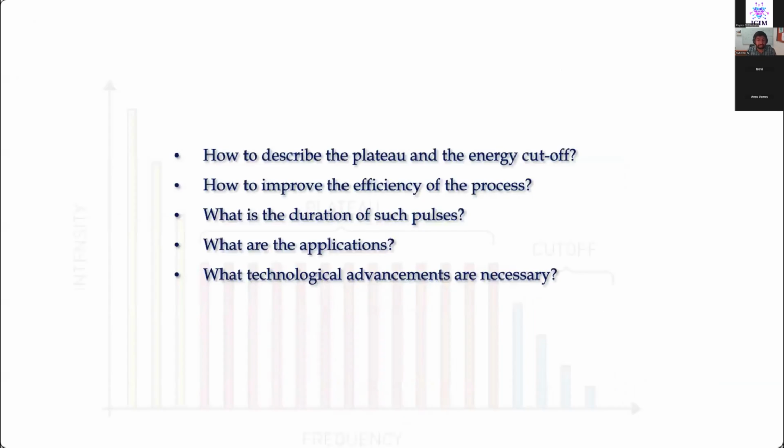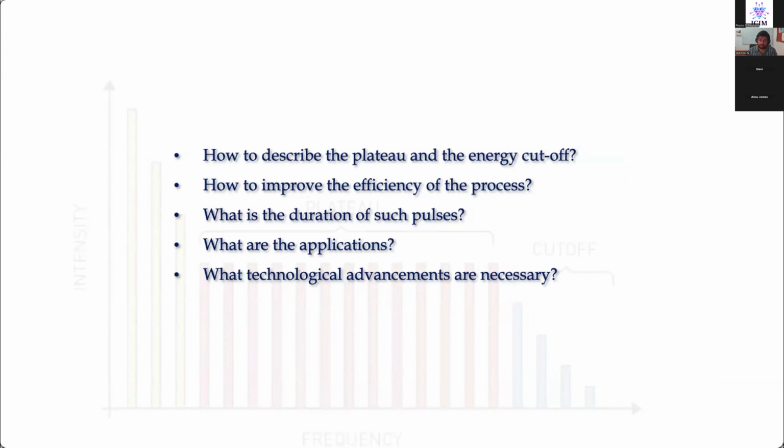Now the problem is that they could not explain much of the things that they detected. One is the plateau and energy cutoff. And after doing this, the process is something like 10 power minus 6 or minus 7 efficient. That means if you throw in millijoules of energy, finally what you get is a nanojoule or a picojoule, hundreds of picojoules of energy, which is insufficient for most of the processes that you're looking at. And therefore, how to improve the efficiency so that you get more energy from the system.